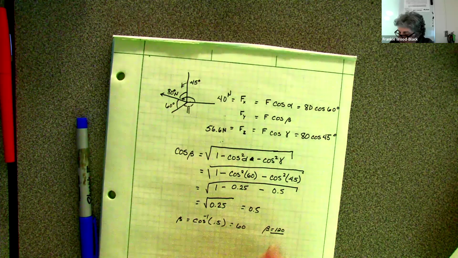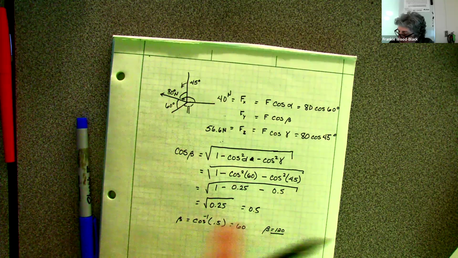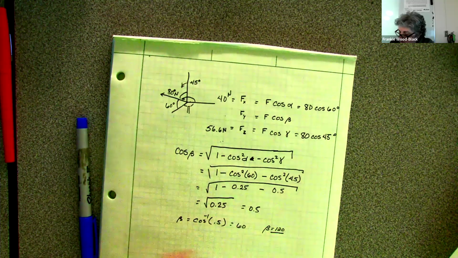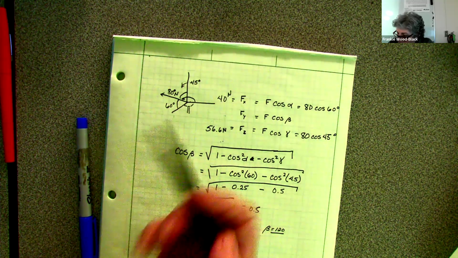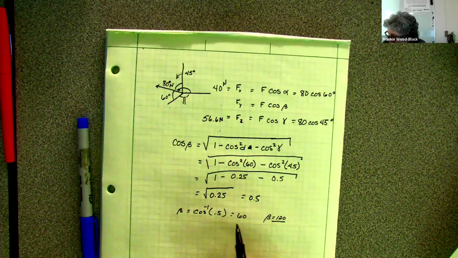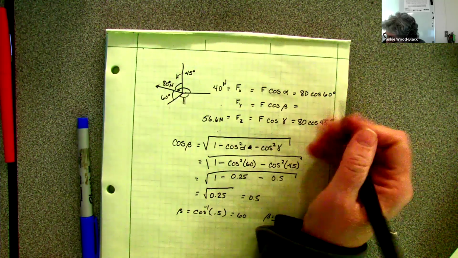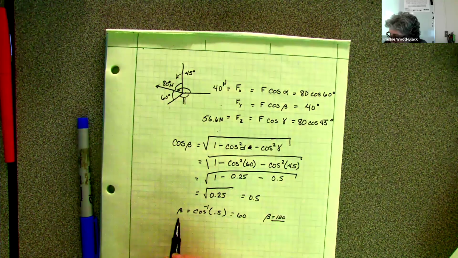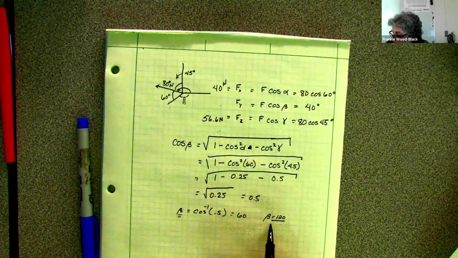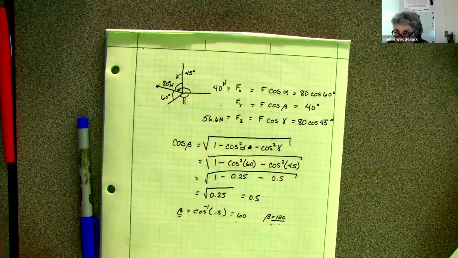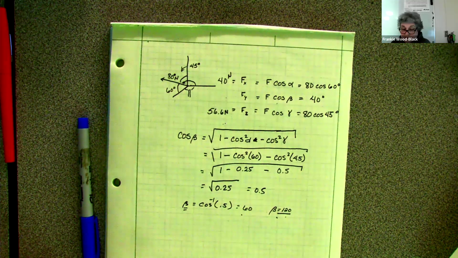That's 0.25. That should be 0.5. That's minus 0.75. That's that. That's 0.25. But anyway, that's going to give me that this one is equal to 40 newtons. But I've got to look at my picture to know that it's 120 degrees. This will give me the right answer here, but if I'm trying to find my angle, you've got to look at your picture.